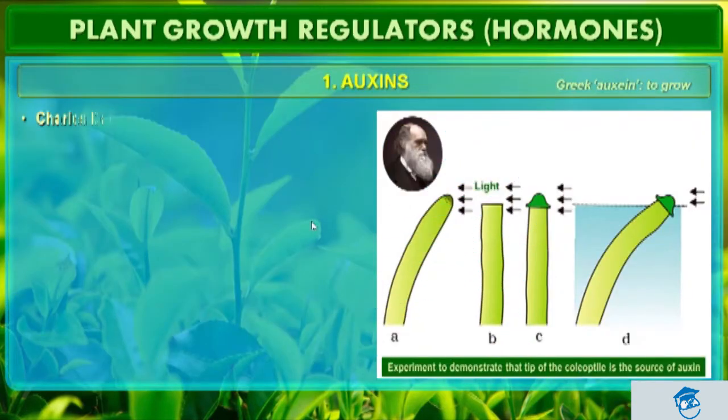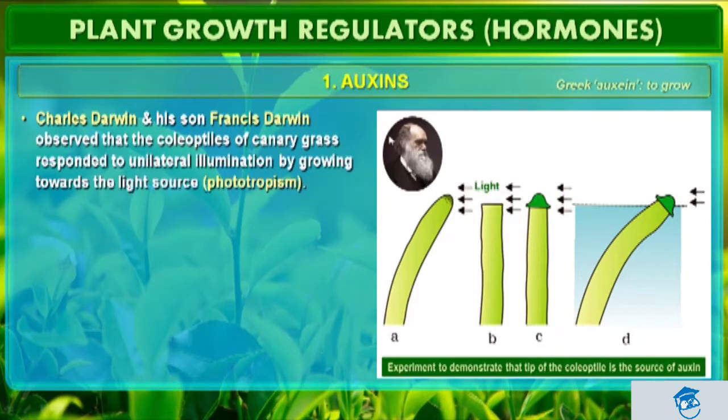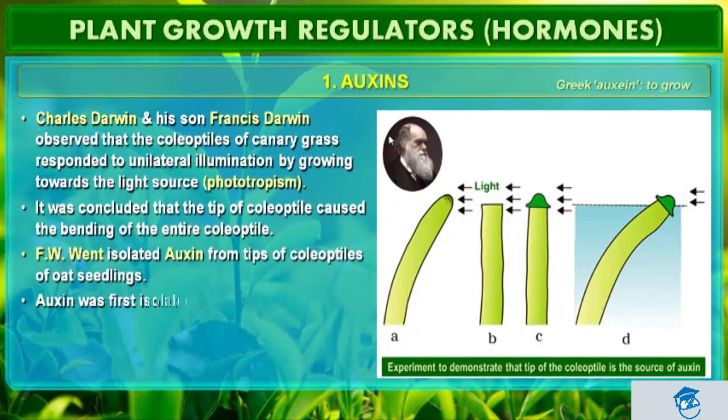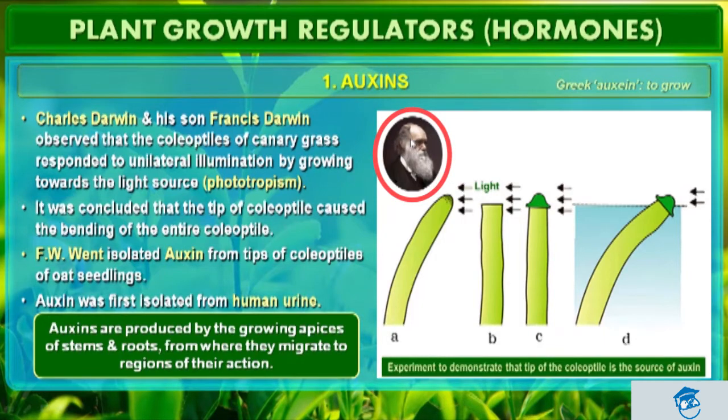Now we will discuss auxin. Auxin is a phytohormone, or you can say it is a plant hormone, students. Interestingly, the discovery of each of the 5 major groups of plant growth regulators has been accidental. All this started with the observation of Charles Darwin and his son Francis Darwin.